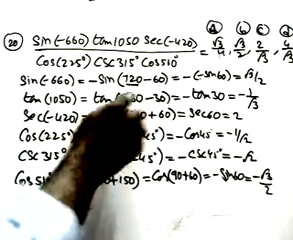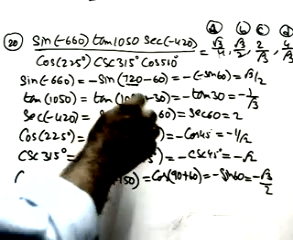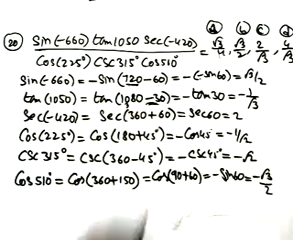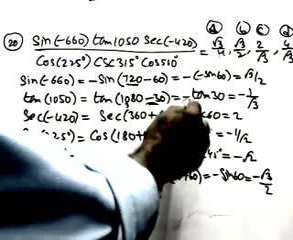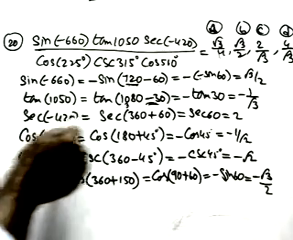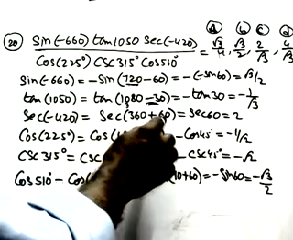We can write tan 1080 minus 30. This is 3 into 360 minus theta. Tan of n into 360 minus theta is minus tan theta, because this is the fourth quadrant, minus. So minus tan 30 is minus 1 by root 3. Secant of minus theta is plus secant theta, so take out this minus.